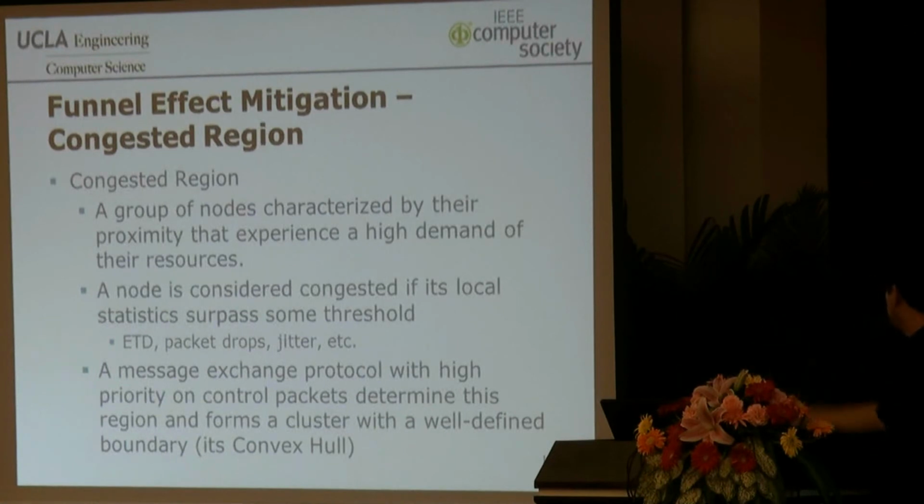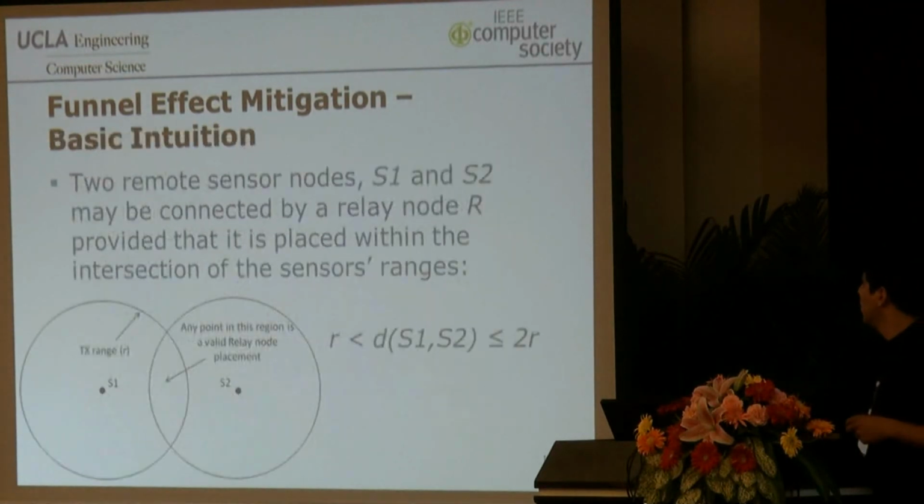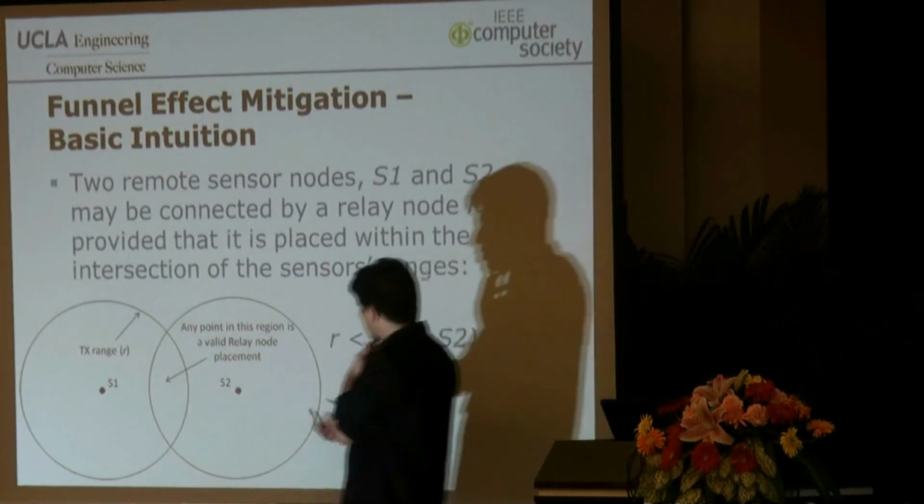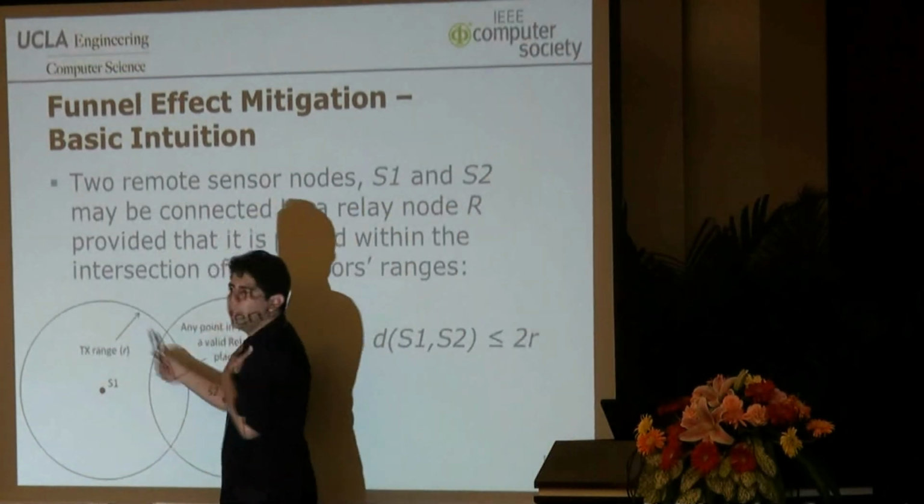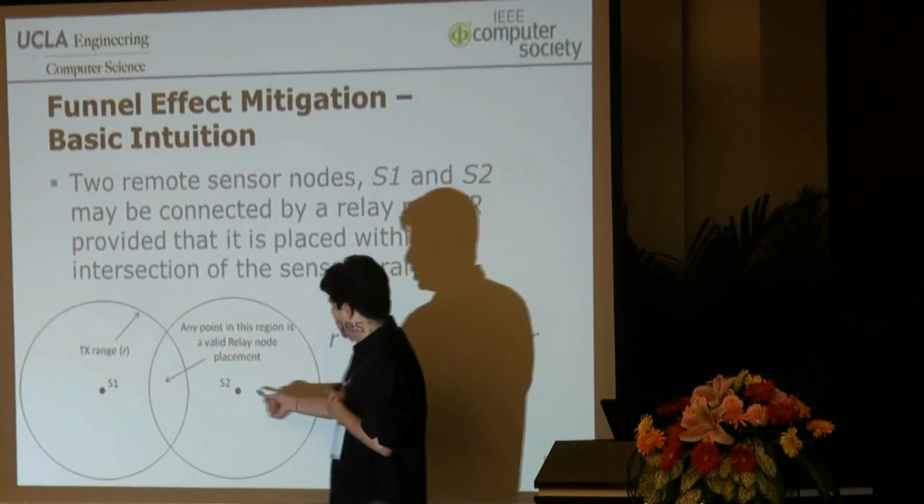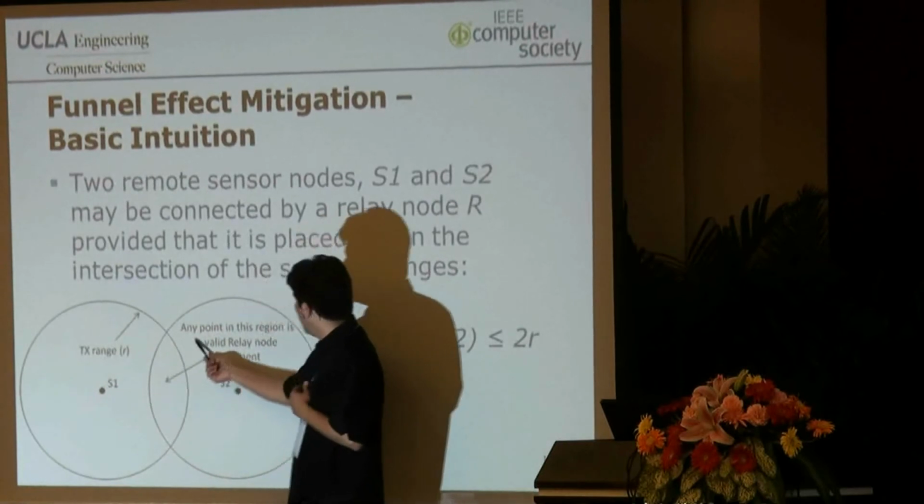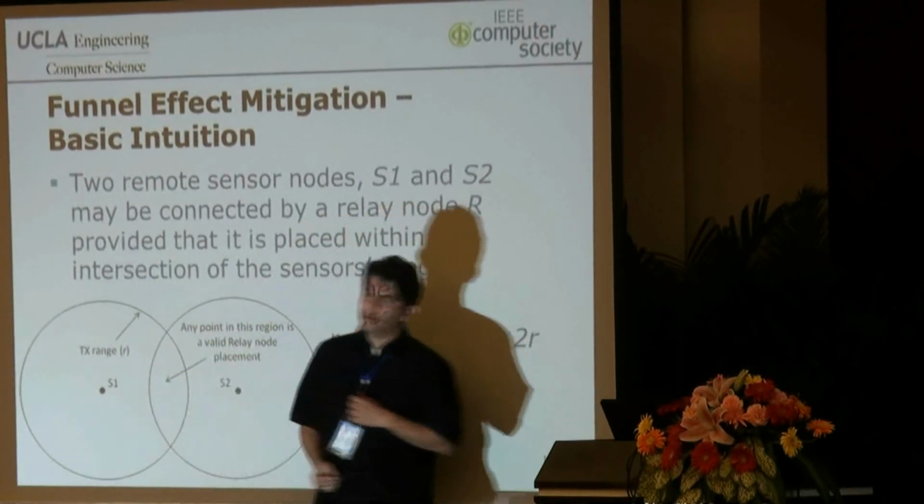So it's a message exchange protocol. And we use the convex hull because we don't care about the nodes that are inside. We just want to find the frontier where we can start placing the relays. So the basic intuition is we have 2 sensors. This is the transmission range. So the valid place where we can put a relay node to connect these 2 sensors is where their areas intersect. So any point in here is valid to connect these 2 sensor nodes.